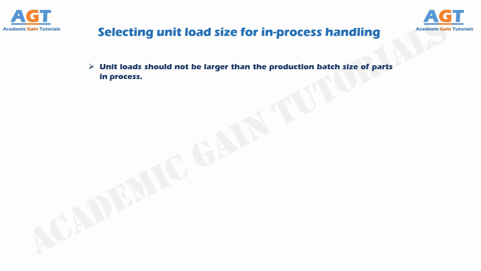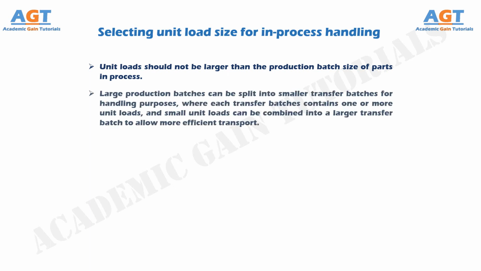Large production batches, used to increase the utilization of bottleneck operations, can be split into smaller transfer batches for handling purposes, where each transfer batch contains one or more unit loads, and small unit loads can be combined into a larger transfer batch to allow more efficient transport. For example, several cartons at a time can be transported on a hand truck, although each carton is itself a unit load and could be transported separately.